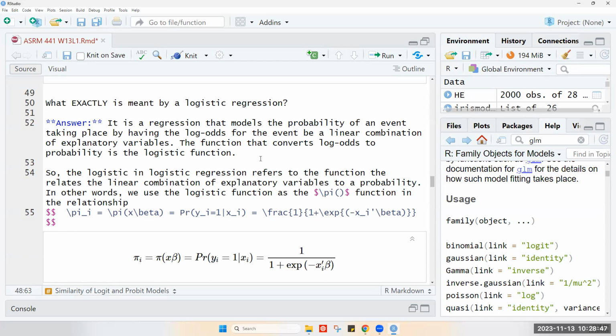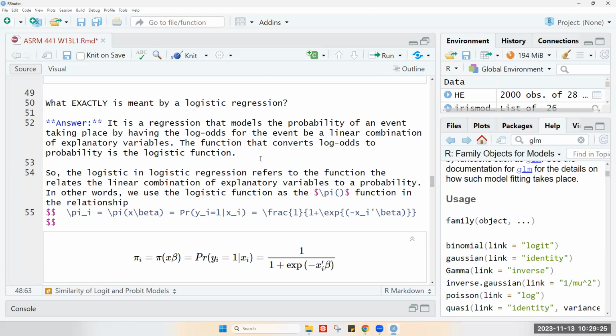But the important part is that the function that converts the log odds to a probability is the logistic function. The logistic function is nice because it has this theoretical interpretation. If you use a logistic regression, then the linear combination that you're calculating is what is called a log odds. So it's the logarithm of the probability that y equals 1 divided by the probability that y equals 0. That can vary from negative infinity to positive infinity.